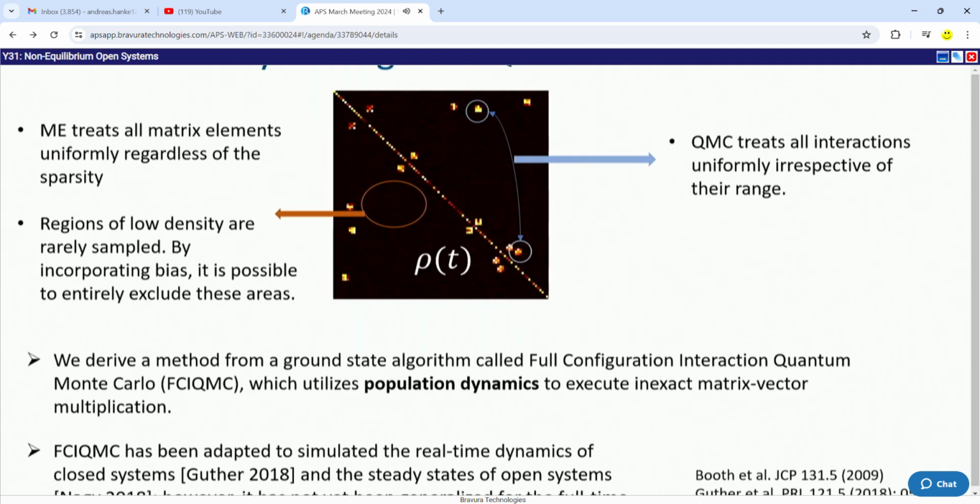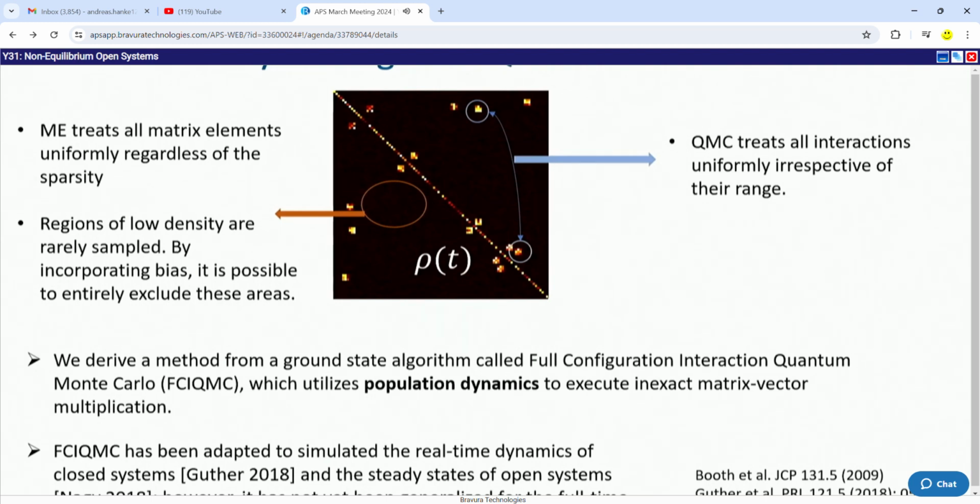And the way they negate the sign problem is to use what they call population dynamics. By increasing the population number, they can negate the sign problem. This method has been adapted to simulate the real-time dynamics of some closed systems, and also to simulate the steady states of open systems.